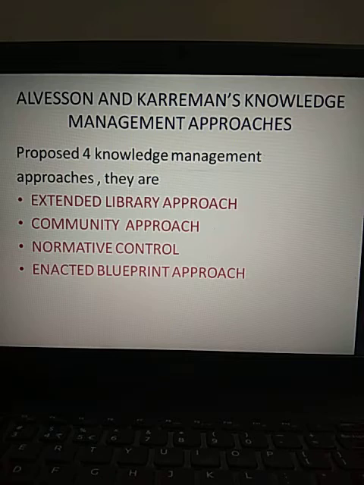The next one we are going to discuss is Alvesson and Kärreman's knowledge management approaches, which are basically four approaches. One is called the extended library approach. The next one is the community approach, then the normative control approach. The final one is the enacted blueprint approach.